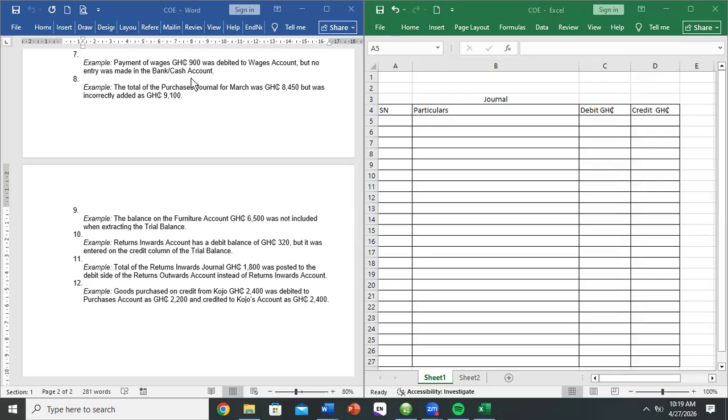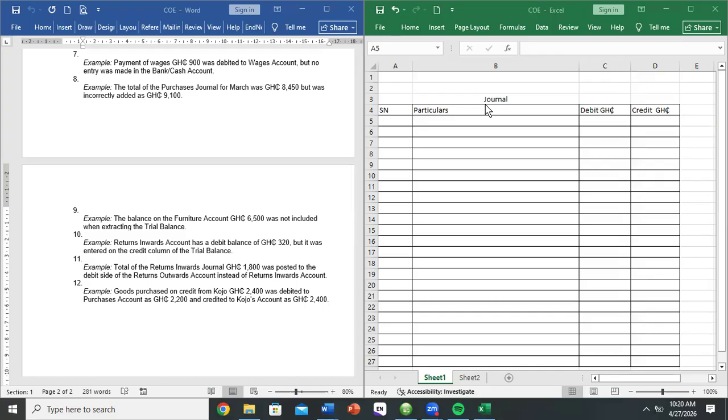Okay. So how would we correct this? It's very simple. If they paid wages and they have only debited the wages account, the corresponding entry will be in the bank or cash account. Here, the question gave us bank or cash, so we'd also use the same narration. They didn't do that entry, so we have to go and do that entry. So what will we do to the bank or cash account? Would we credit or debit?